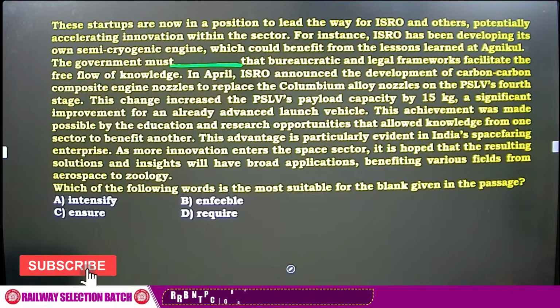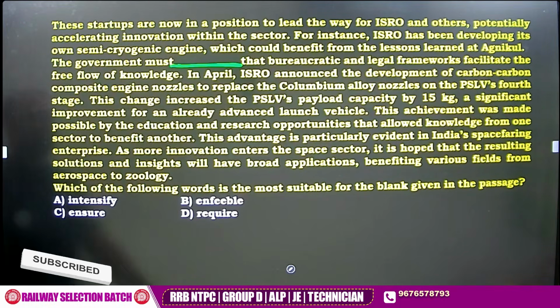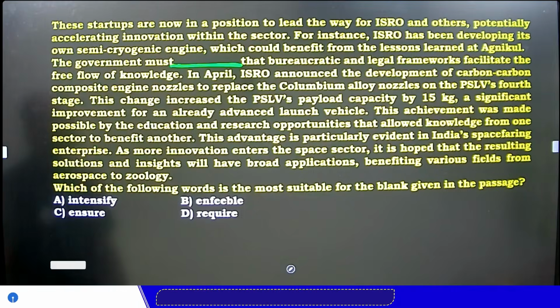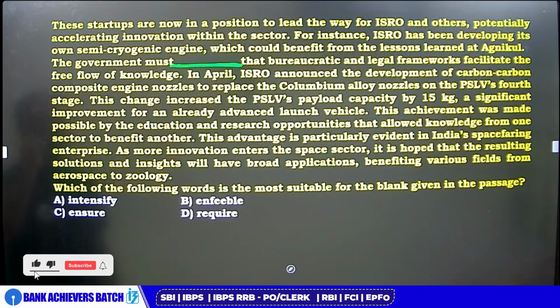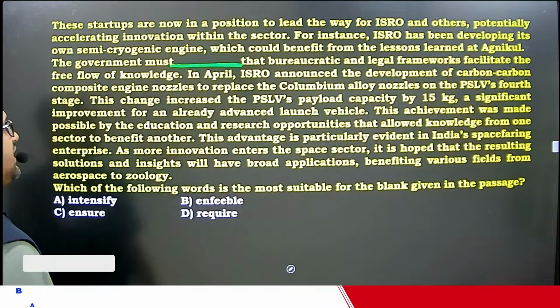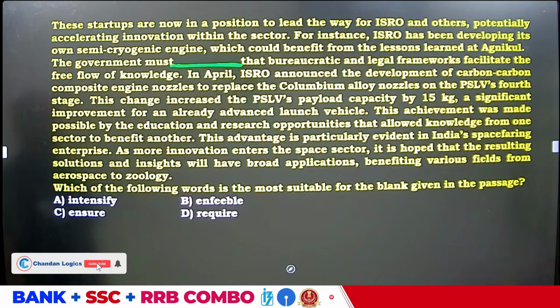So what is the sentence talking about here? Government must dash that. What do you think? Government must. See, first of all, what is the sentence? Bureaucratic and legal frameworks facilitate the free flow of knowledge.